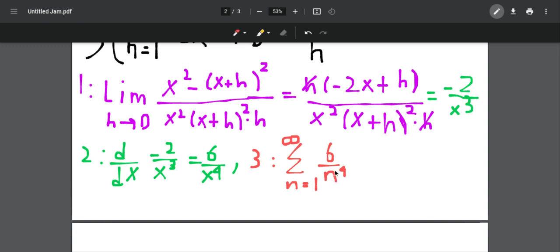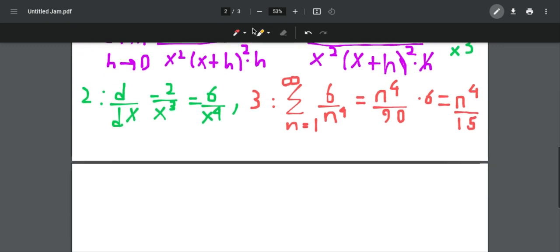I have a video that shows how to evaluate the sum from 1 to infinity of 1 over n to the 4th power. But for now, we just want the value, and the value is pi to the 4th power over 90. So if we multiply pi to the 4th power over 90 by 6, we just get pi to the power of 4 over 15. Okay, this is our answer to part 3.